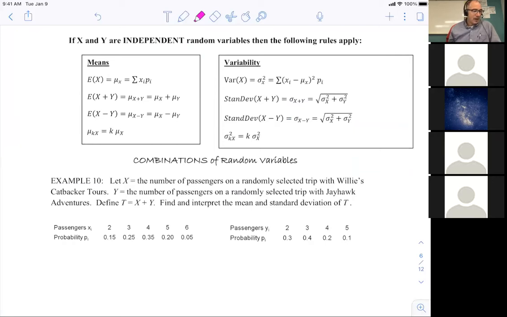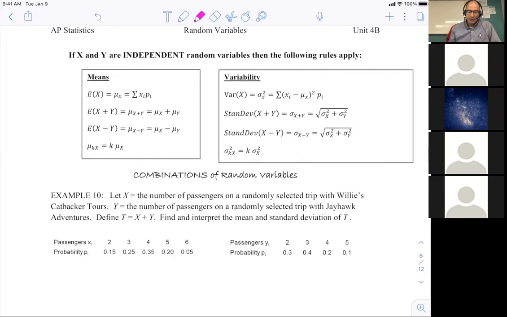Okay. Combinations of random variables. We've talked about looking at my means and my variability. And the thing that has to be here is they have to be independent for this to be true. We've talked about how to find a mean by taking the outcome times its probability, and the standard deviation in the same way. When we put groups together, all we have to do is add their means or subtract their means, depending on what I want to do. However, with variance we are going to add and we're going to add. So variance always adds, no matter what we do with the groups.